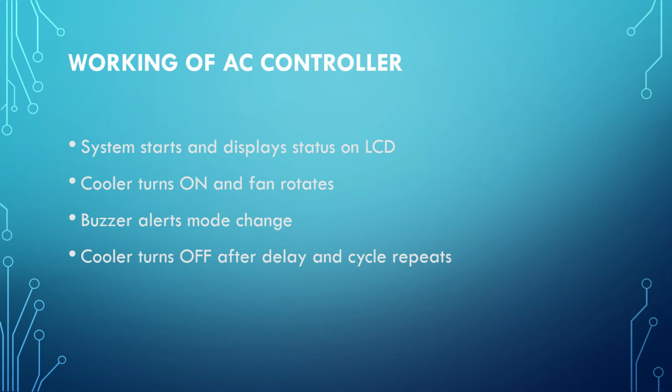The cooler turns on and the fan begins to rotate, simulating the operation of a real air conditioning system. Whenever there is a change in the operation mode, the buzzer provides an alert as an indication. After a predefined delay, the cooler turns off and the entire control cycle repeats automatically. All these operations are handled efficiently by the PIC microcontroller using an embedded C program without manual intervention.